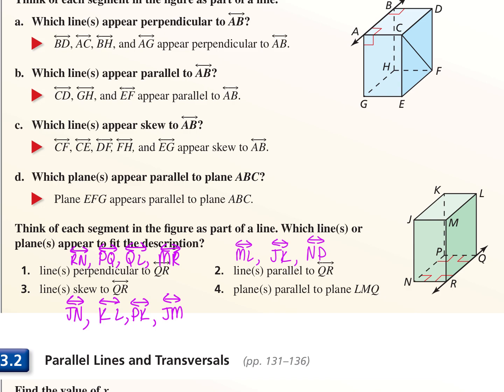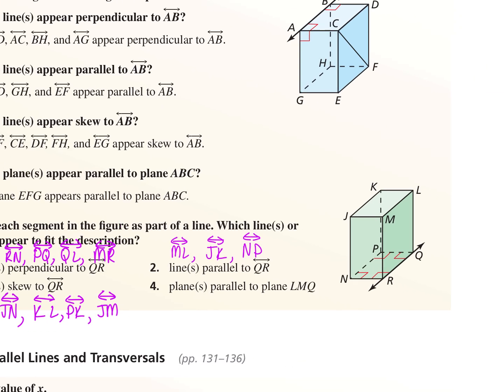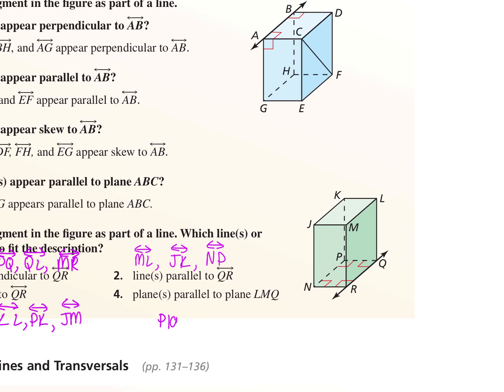And then for plane or planes parallel to plane LMQ, there's only one. It is plane JPK, however order you want to write it in. Please make sure you are not putting arrows on top of it because it is a plane. And I just highlighted which plane it was. JKN is fine. J, K, P, and N, any 3 of those letters in any order is fine, or you could have named it using all 4.